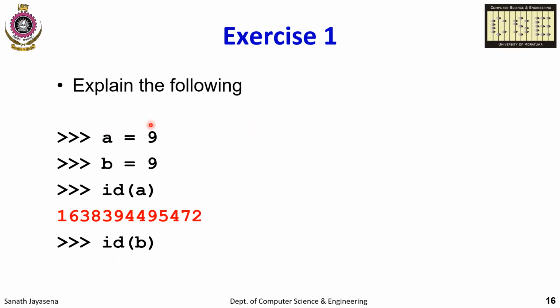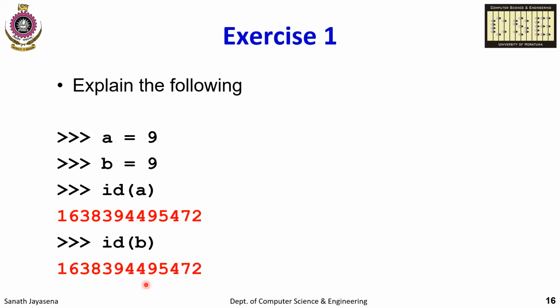Earlier we said b equals 97 and c equals b. Now here we say a equals 9 and we don't say b equals a. We say b equals 9. So generally speaking, you might expect there's one object here with the value 9 and a refers to that. When you do this, another object will be created and b refers to that, although both have the same value. So identity of a is this, and identity of b, what do you get?